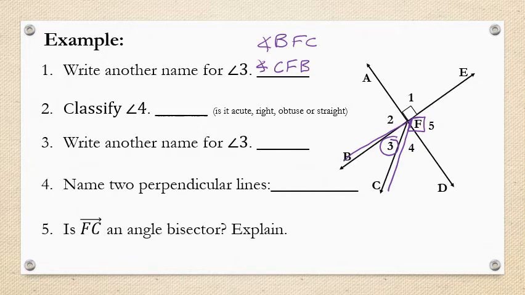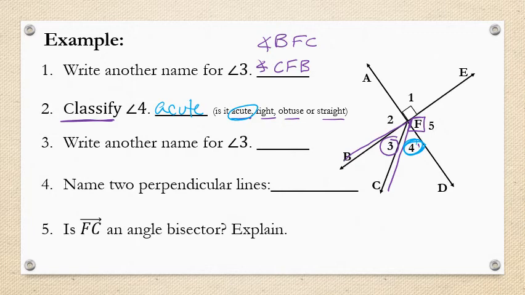All right, on your homework, you're going to see this word classify. And when you see the word classify, it basically wants to know, is the angle acute, right, obtuse, or straight? So when I look at angle 4 right here, I have to decide. I think that's a pretty cute little angle. Because that angle is between 0 and 90 degrees, I say that that angle is acute. So that will go down as an acute angle.